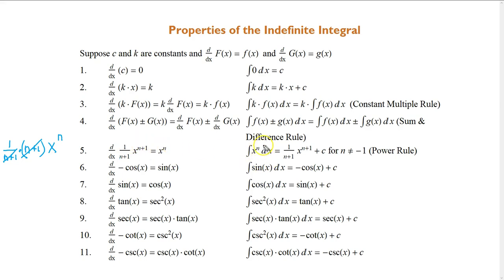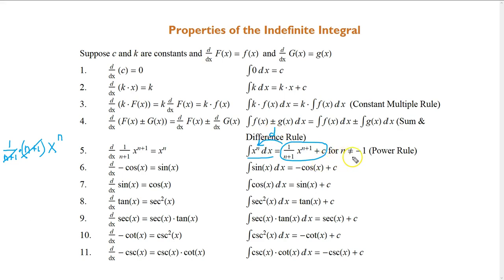we then have that the indefinite integral of x to the nth power is 1 over n plus 1 times x to the n plus 1 power plus c. Notice if you were to differentiate this, you would get back x to the n.